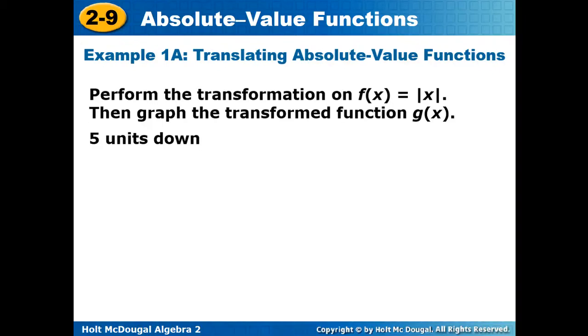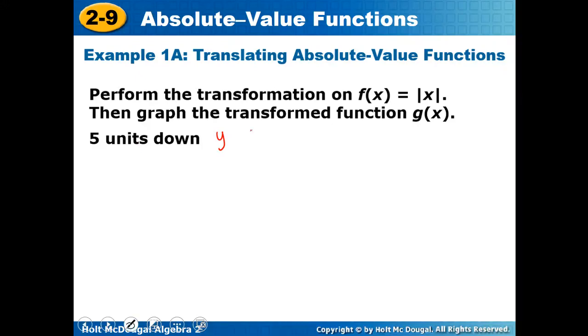This is example 1a, translating absolute value functions. It says perform the transformation on f of x equals absolute value of x. Then graph the transformed function g of x, 5 units down. So let's go ahead and do the 5 units down. 5 units down tells us that we're dealing with the y, and it says that we're going to go 5 units down.